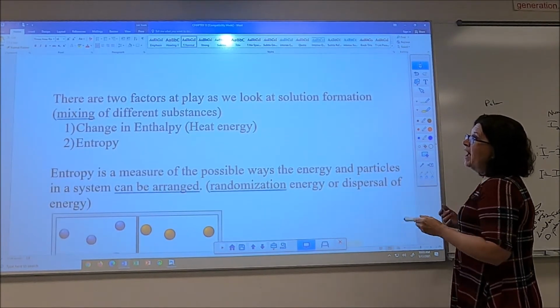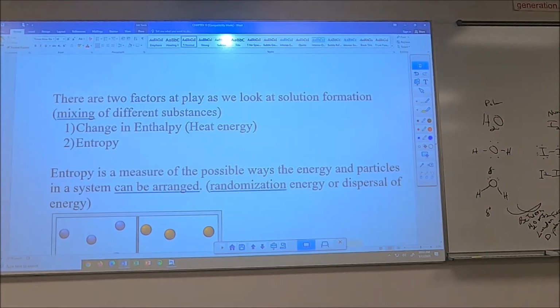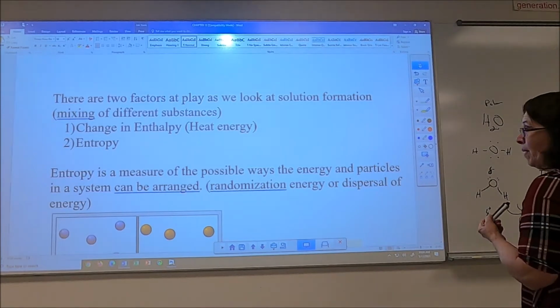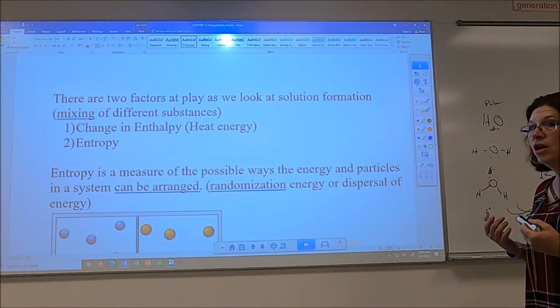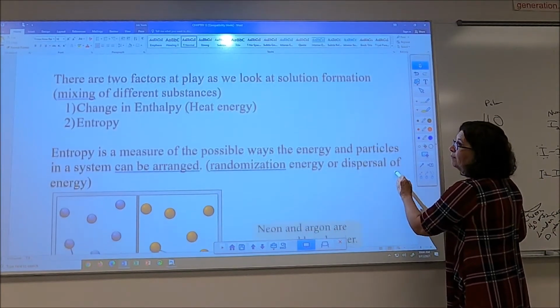Now, there are two factors at play when we look at solution formation. Okay? Mixing of two different substances: the change in enthalpy, heat energy, and entropy. Okay, now this is the first time we've talked about entropy. I have a bumper sticker on my office door that says entropy happens. So let's talk about entropy for a minute.